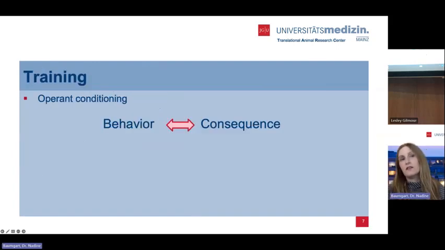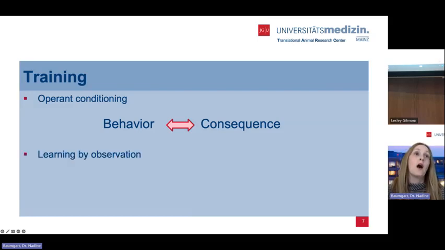In the lab environment, it's usually operant conditioning, so the animal is showing a behavior and then we react in a certain way. For example, we want the animal to come to the hand, so if the animal is coming closer to the hand, it gets, for example, a food reward. And therefore, it is more likely that the animal is showing this behavior more often.